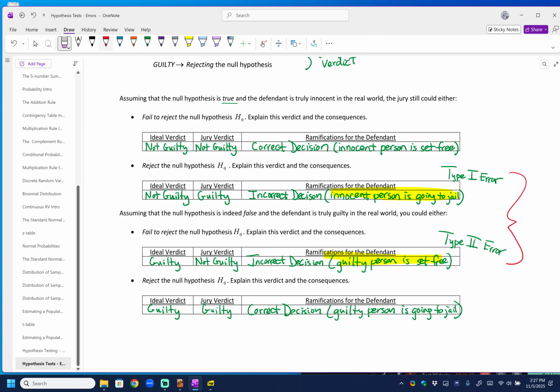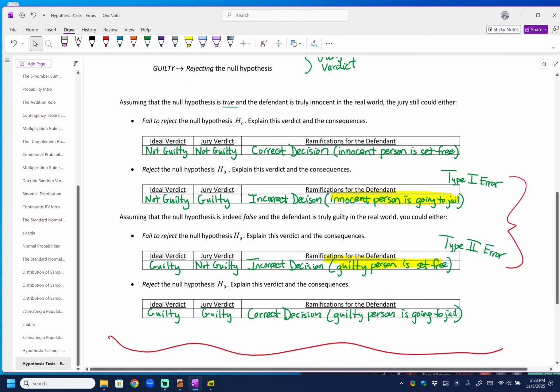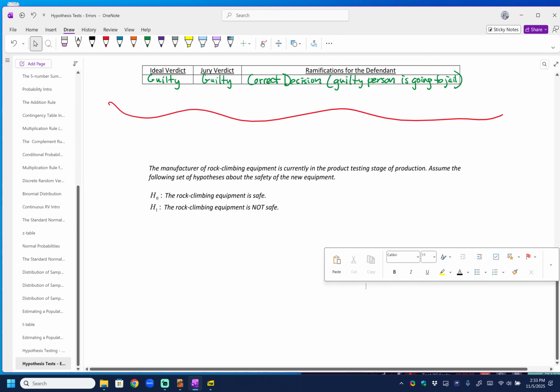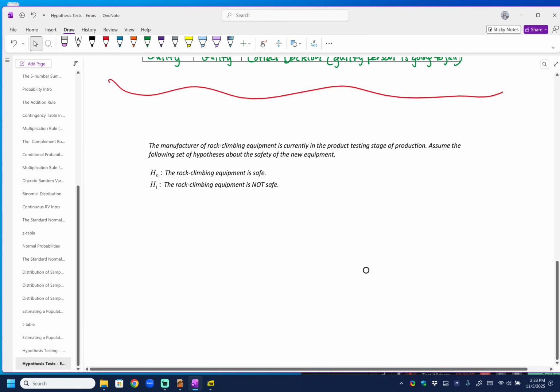Now that you've seen these two errors, type 1 and type 2, in context, the one thing we really haven't covered is what this would look like in a homework problem or a test. Like, what exactly am I answering? A student might say, what am I writing here? Well, we're going to do exactly that. Let's do an example and see the best way basically to answer a problem that's asking for a type 1 or type 2 error. It says the manufacturer of rock climbing equipment is currently in the product testing stage of production or development. Assume the following set of hypotheses about the safety of the new equipment.